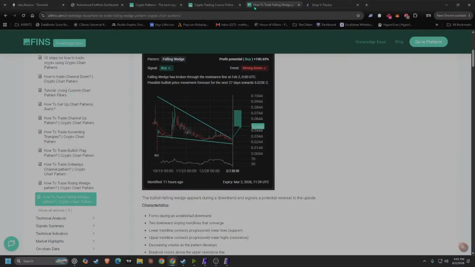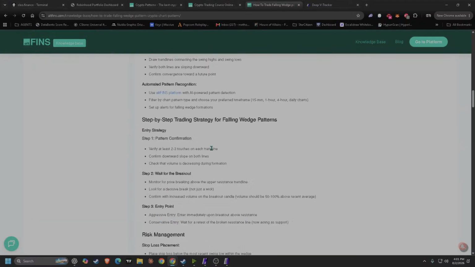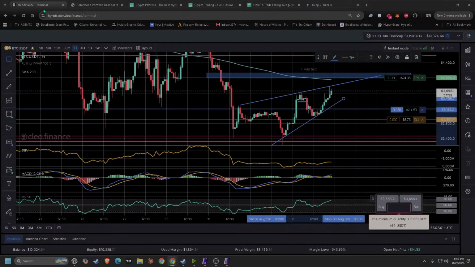And let's look at ascending wedge, right? Before I do that though, the falling wedge gives you a lot of information, like the confirmation, everything. Verify at least 2 to 3 touches on each trend line, confirm downward slope of both lines, check the volume. So we didn't check the volume. Volume needs to be, well, we got momentum here. I got a Mac. I don't really trade with this stuff. I'm just playing around, really. I do order flow more on the futures side.